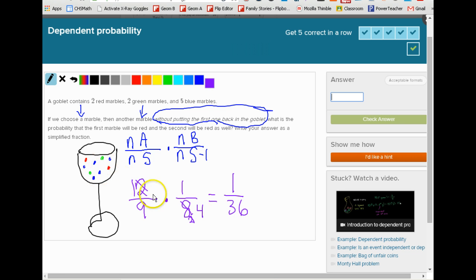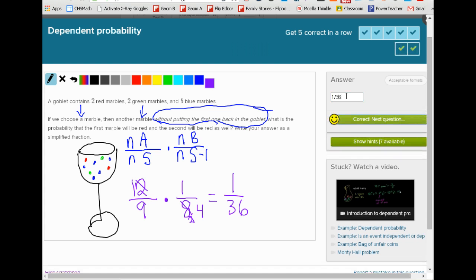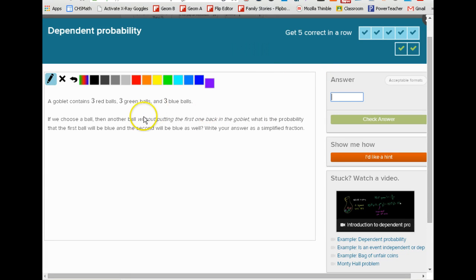Man, that starts to get pretty tough. The idea that both the red marbles come out, the probabilities get pretty small. 1 over 36. That's how those are done. You go ahead and work through these dependent probabilities.